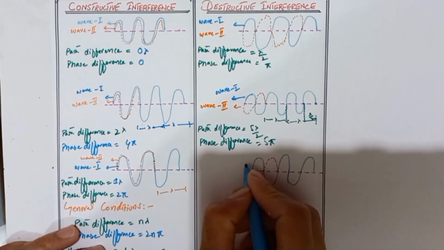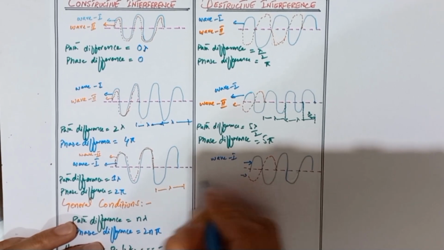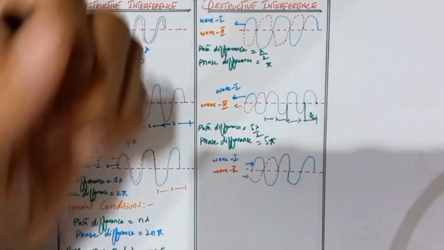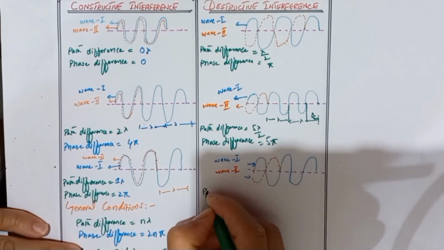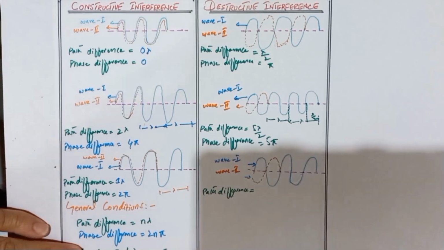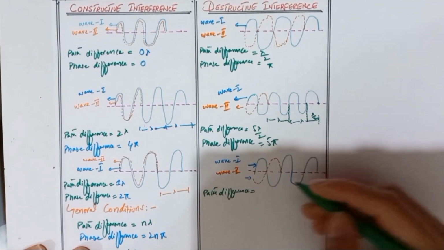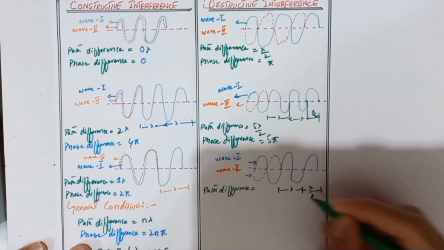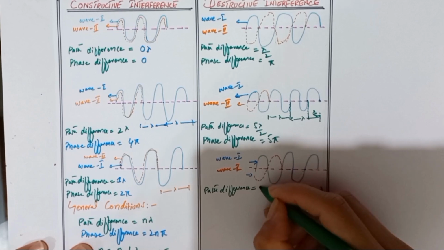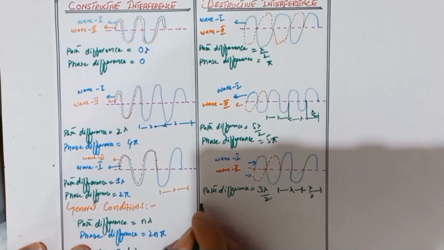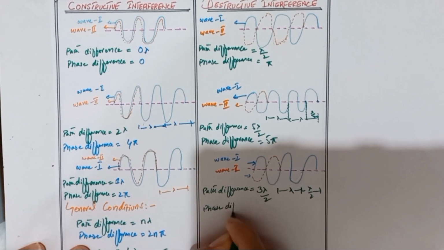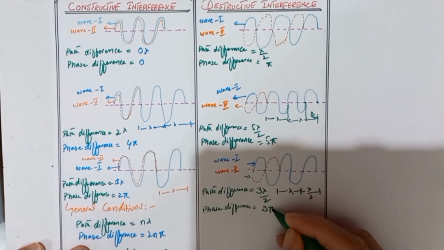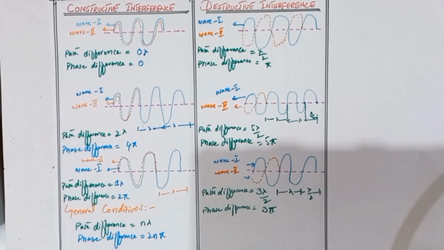Here we also take two waves. This is wave 1 and the orange line is wave 2. If we calculate the path difference, the blue wave covers an extra distance of lambda, and here it covers a distance lambda by 2. So the total distance covered by the blue wave is 3 lambda by 2. This is the path difference, and the phase difference is pi plus pi, 2 pi and 3 pi.